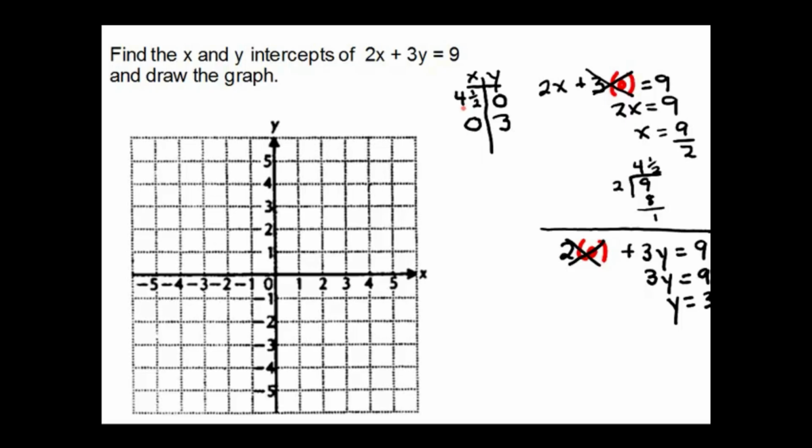So first, 4.5, 0. The x-intercept should land on the x-axis. We're going to guess for 4.5 about right here, and it does not go up or down. And then 0, 3, the y-intercept, should land on the y-axis. We'll connect the points to draw our graph.